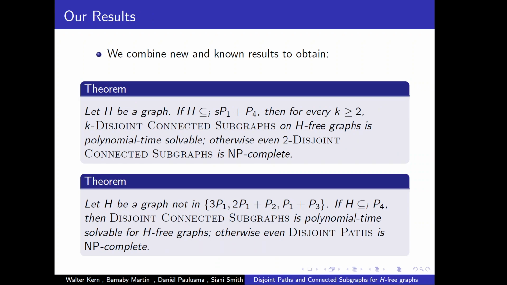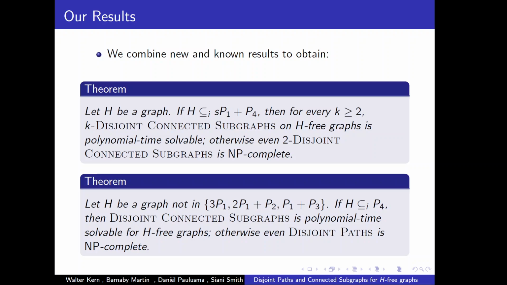Our results: combining new results with these known results that we've looked at, we get a complete dichotomy for k disjoint connected subgraphs, and an almost complete dichotomy for disjoint paths and connected subgraphs. So for our first theorem, we let H be a graph, and if H is an induced subgraph of 3P1 plus P4, then for every k at least 2, k disjoint connected subgraphs for H-free graphs is polynomial-time solvable. Otherwise, even two disjoint connected subgraphs is NP-complete.